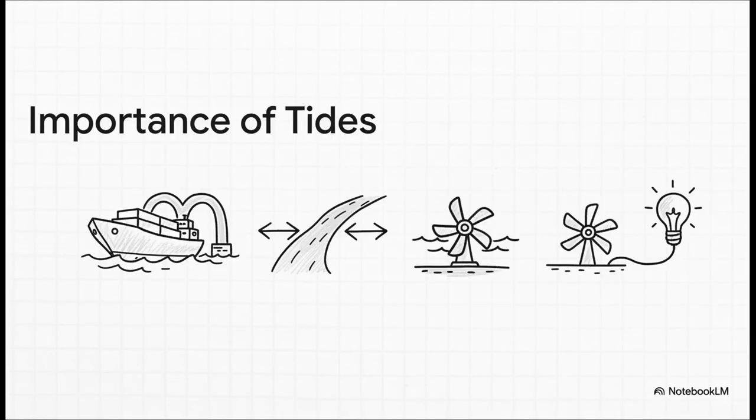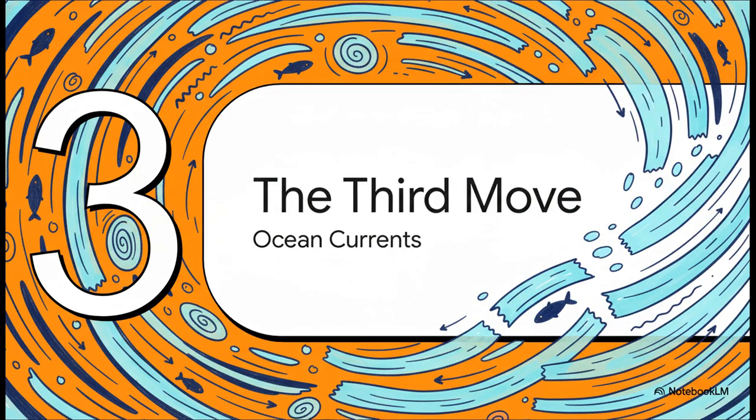And why do we even care about this? Well, tides are super useful. The high tide helps big ships come into harbors safely. They also help clean out our river mouths. And get this, we can even use their immense power to generate electricity, just like the project happening in the Sundarbans in West Bengal. And now, it's time for the final, the biggest, the grandest dance move of them all.